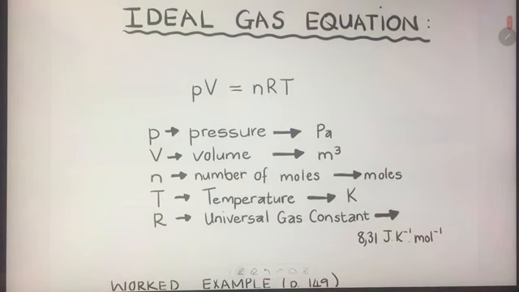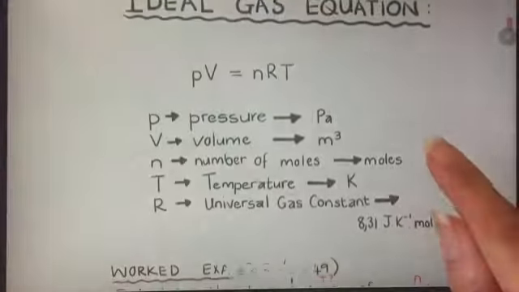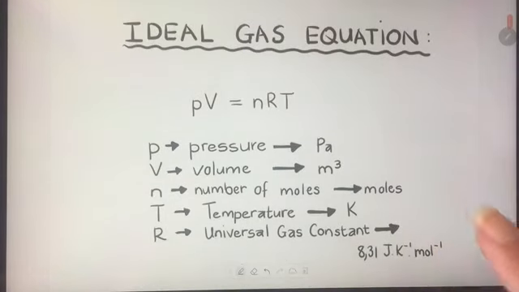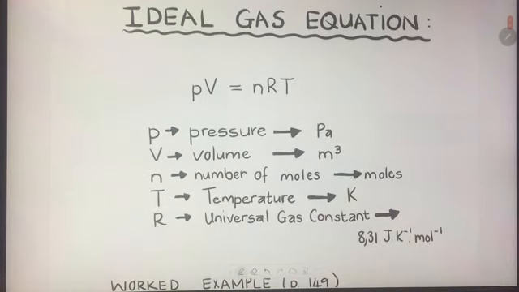The other very important thing about the ideal gas equation is that for the first time, the other quantities like pressure and volume have got specific units in which they must be measured. So if I'm using the ideal gas equation, pressure must be in pascals. V, of course, is volume, and that must be in meters cubed. N is the number of moles. T is temperature, and it must still be in Kelvin.